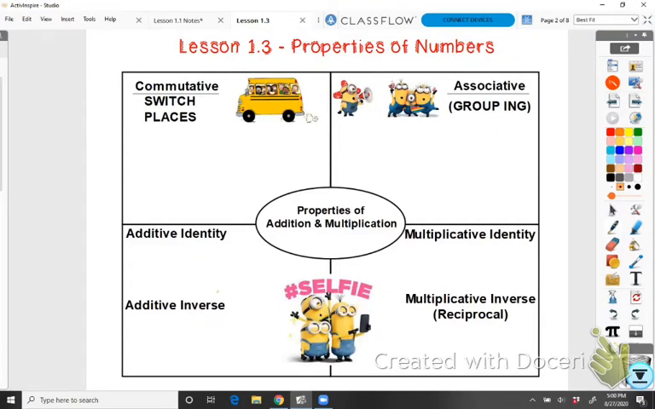This is lesson 1.3, properties of real numbers. We're going to be talking about a few properties that are true for addition and multiplication, one of which is the commutative property. This is all about two things switching places, but it doesn't matter the order that you add or multiply two numbers. You'll get the same thing on either side.